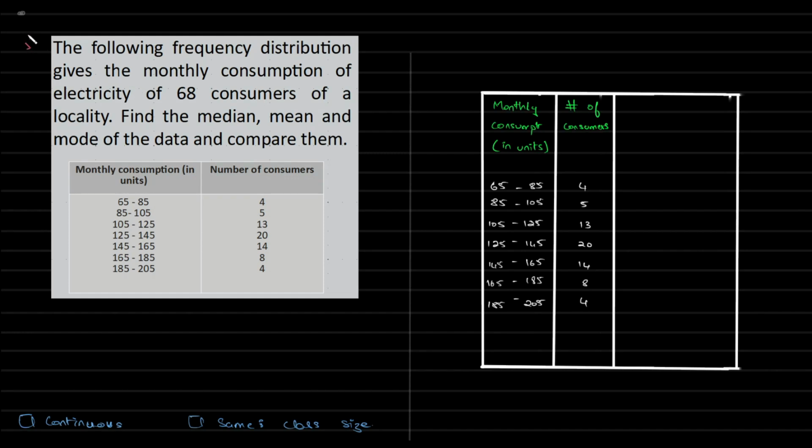The following frequency distribution gives the monthly consumption of electricity of 68 customers in a locality. Find the median, mean, and mode of the data and compare them.